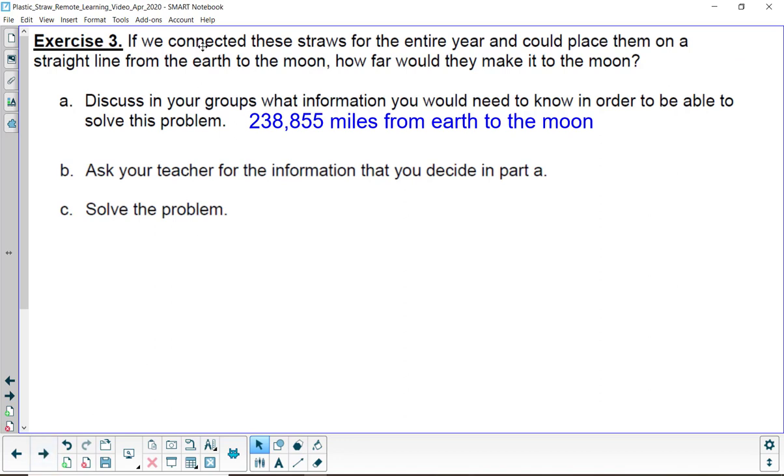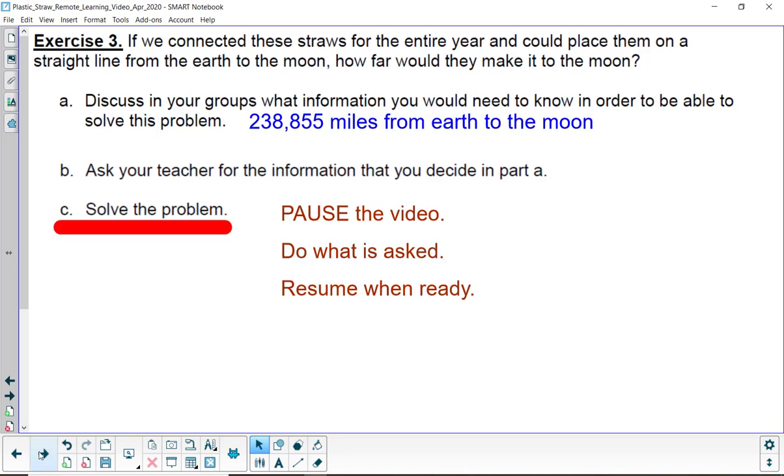So getting back to exercise 3, if we connected the straws for an entire year, placed them tip to tip on a straight line from the Earth to the moon, how far would they make it to the moon? So there's the information we needed to know. I want you to solve the problem. So pause the video, give it your best shot, and resume when you're ready.